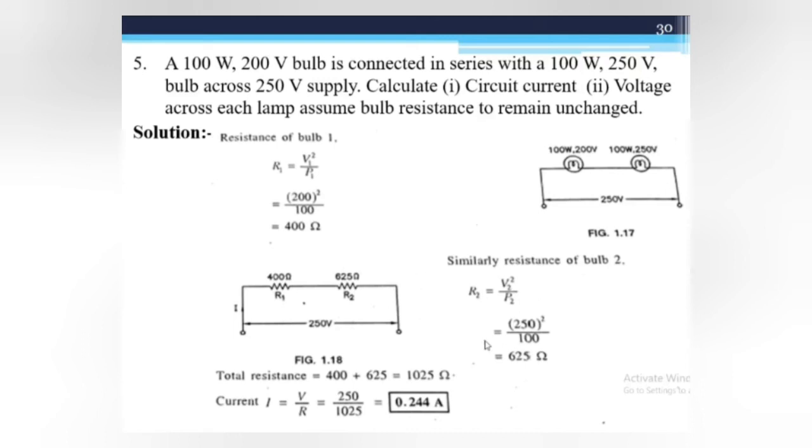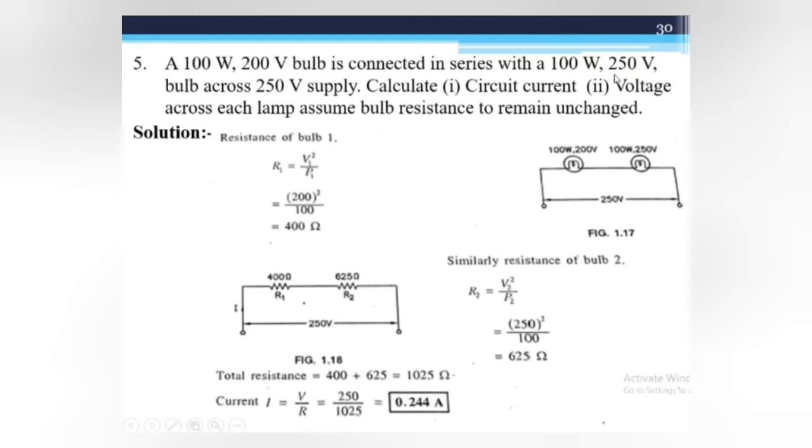Both resistances are connected in series because the two bulbs are connected in series. So the equivalent is 1025 ohm, because when resistors are connected in series, R equivalent is equal to R1 plus R2. As the voltage is 250 and the total resistance is 1025, you can find the current by using Ohm's law, V equal to IR. So I equal to V by R, V is 250, R is 1025. So the circuit current is 0.244 ampere.